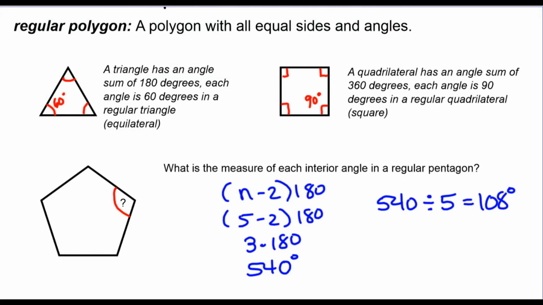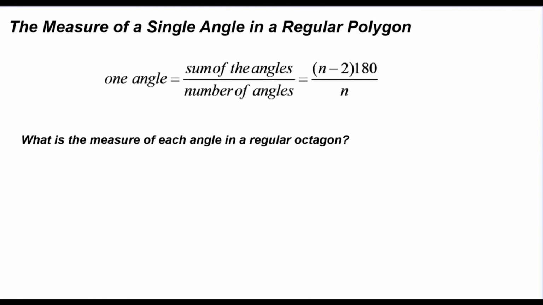So in a pentagon, every angle is going to be 108 degrees exactly. And that will get me a regular pentagon. So that's how we can use the angle sum to find what each angle is individually. So here, to find the measure of a single angle in a regular polygon, we're going to find the sum of the angles, and that was n minus 2 times 180. And we're going to divide it by the number of angles that it has, which is just n, because if it has n sides, it's going to have n angles as well.